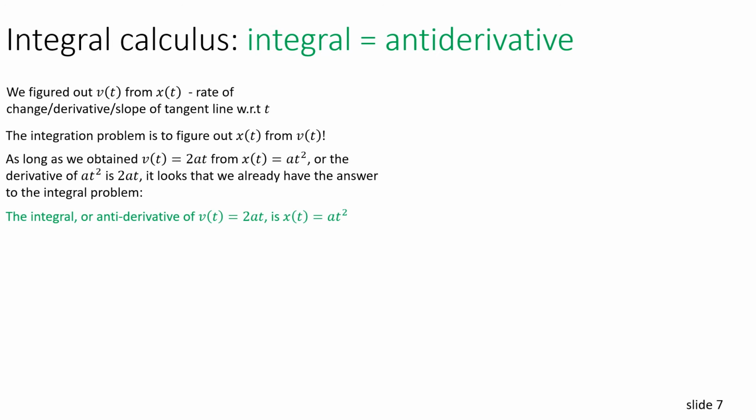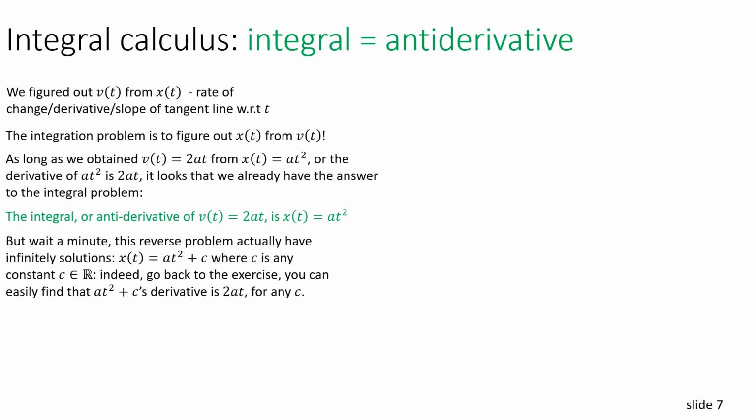But there's a thing we have to watch out for in the reverse problem, which is doing the integral. When we do the integral, we can actually have an infinite number of solutions. What? How does that work? Well, let me explain. If you look back to our little review with the at squared and all, you can find out that something like at squared plus c, where c is any constant, that is, a real number, has a derivative that is also 2at for any c.